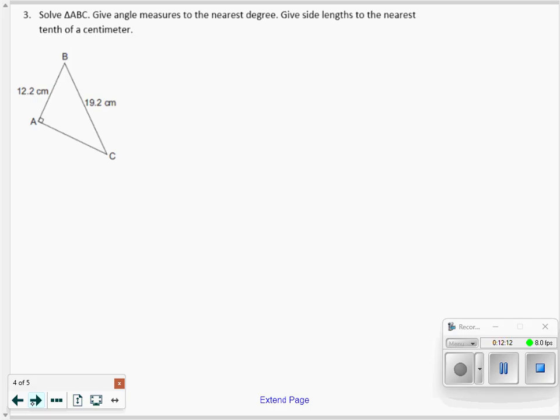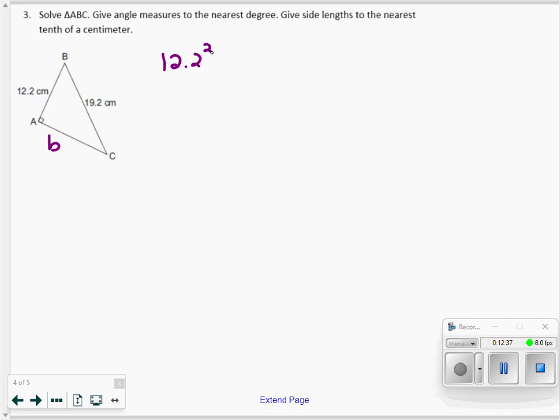Okay, last one. Solve the triangle. When solving a triangle, we need 3 angles and 3 side lengths. Okay? We have 2 side lengths. I need little b. I can do Pythagorean because I have 2 sides. Okay, or you could solve for an angle first.